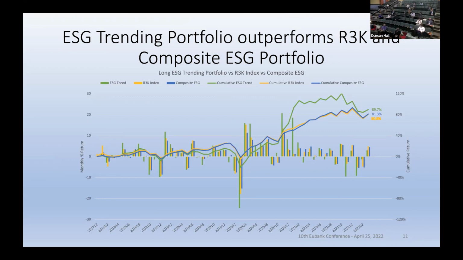How many names does it generate along the short side? Can you repeat the question for the video? The question was how many names are in the portfolio? The short portfolio is about 100, and the long portfolio varies from 200 to 300.